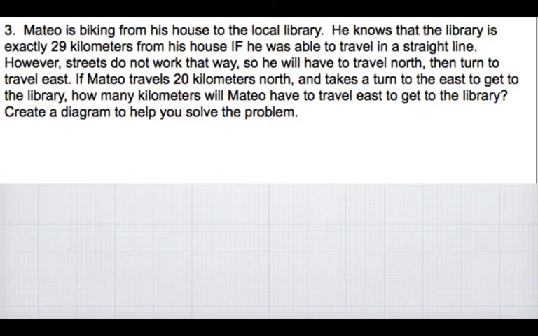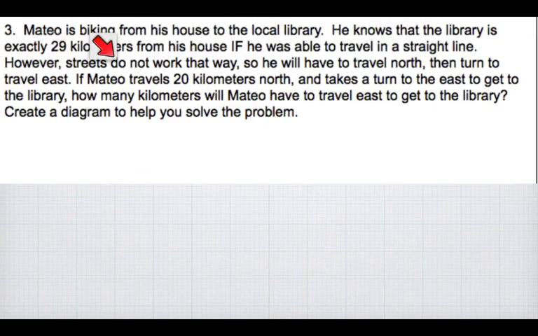Okay, ladies and gentlemen, here we go. This is number 3 on the midterm. Mateo is biking from his house to the local library. He knows that the library is exactly 29 kilometers from his house if he was able to travel in a straight line. So 29 kilometers only if this was a straight line.